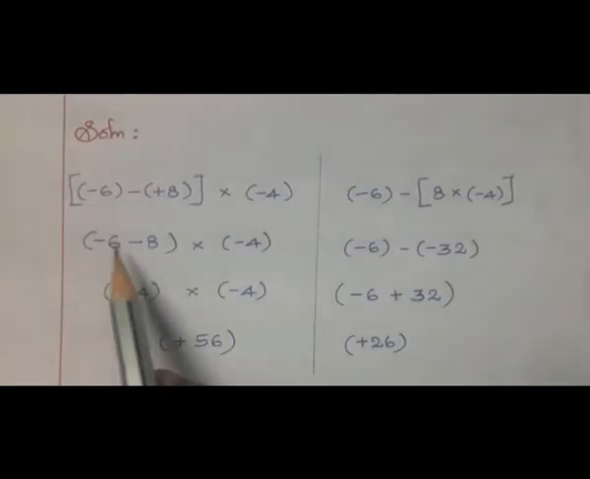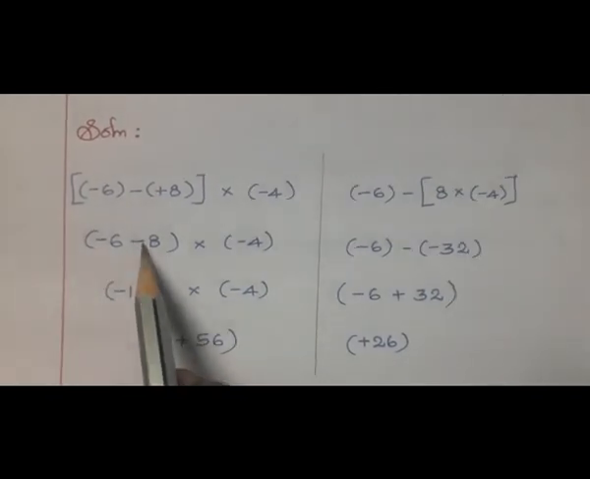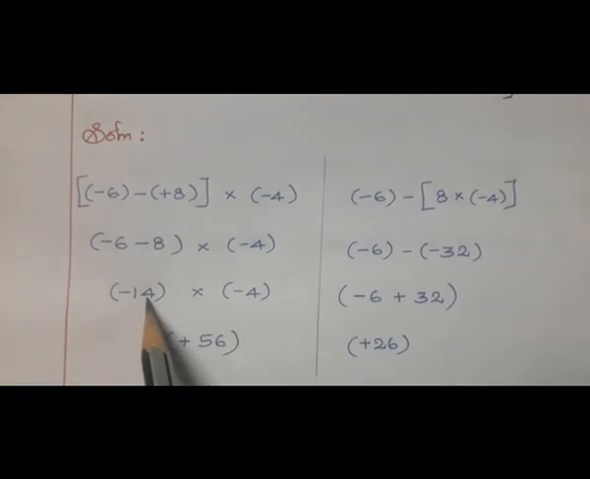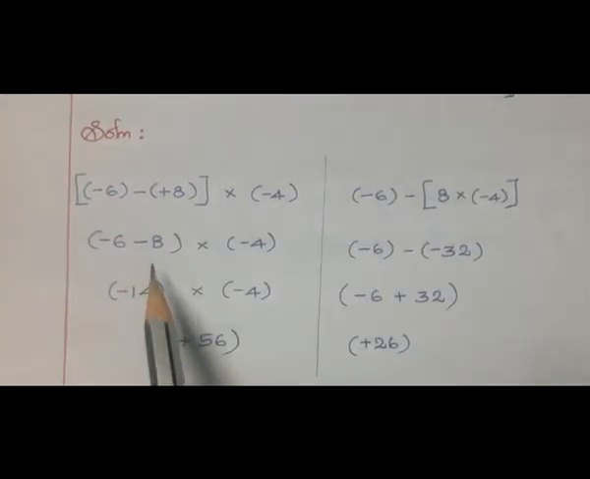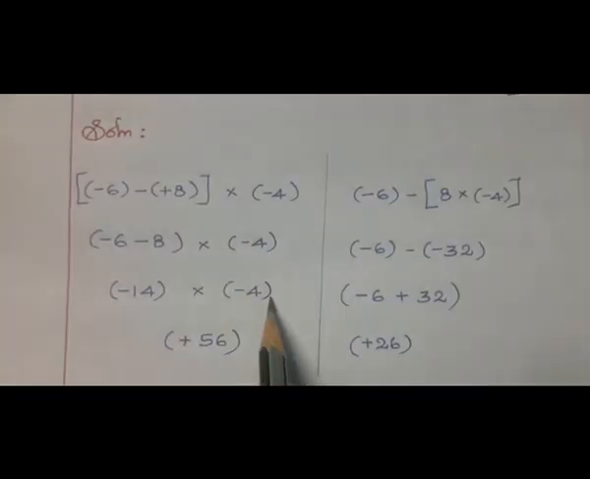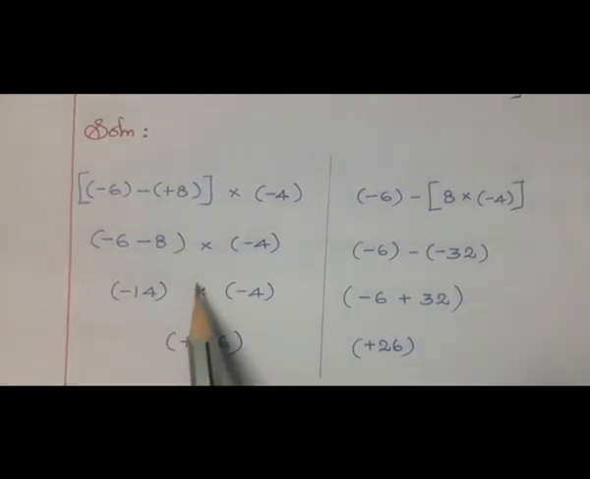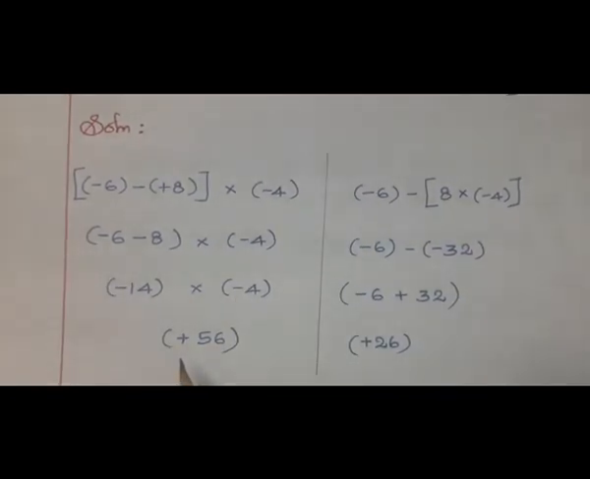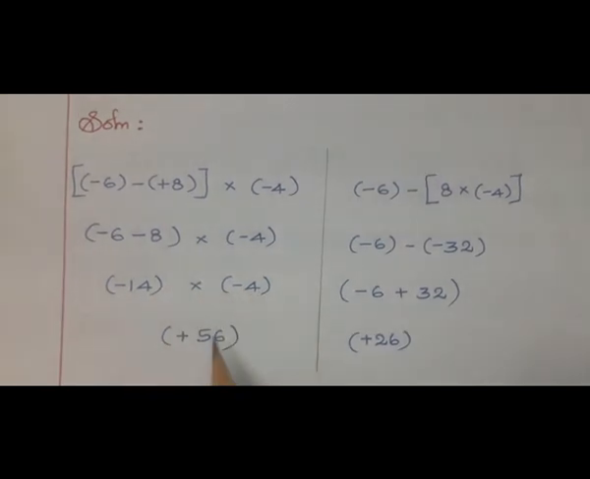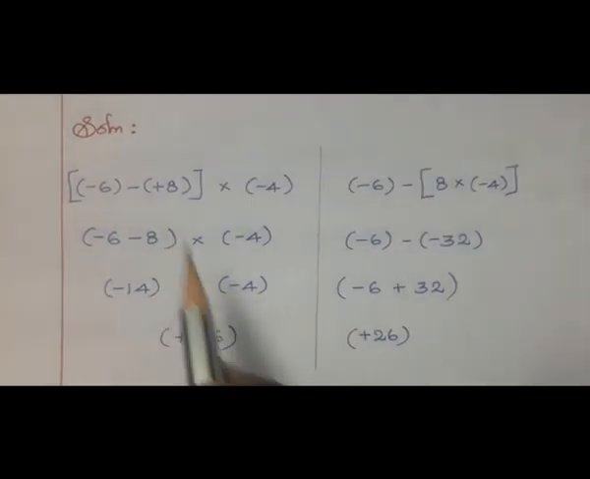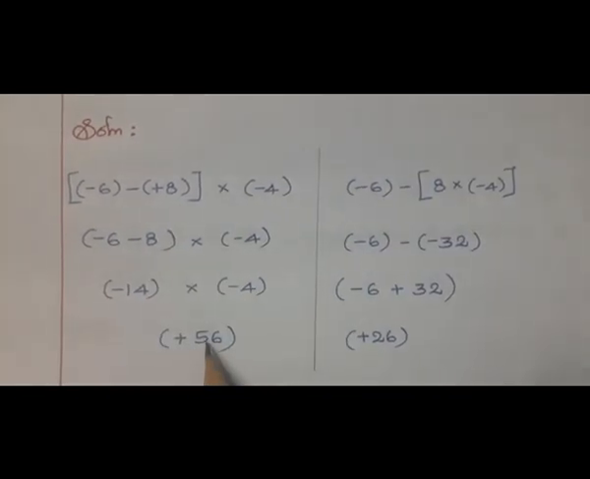So since it is addition of integers, same signs you have to add. 8 plus 6 is 14. The biggest number's sign is minus, so minus 14 into minus 4. So it is multiplication of integers, minus into minus is plus, and 14 into 4 gives you 56. Clear? This is the left hand side, the answer is plus 56.